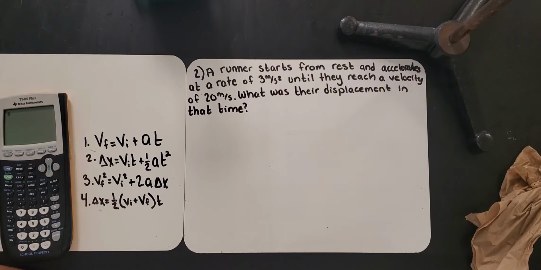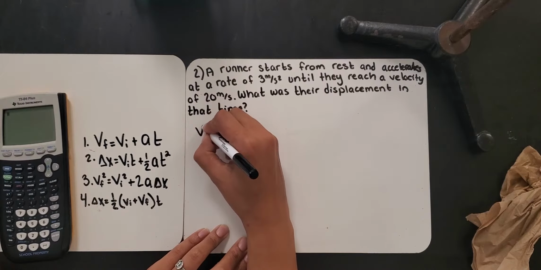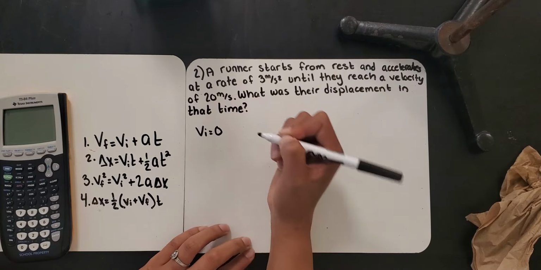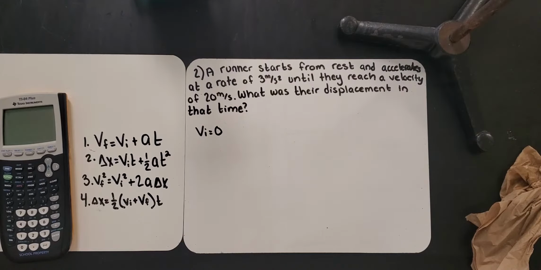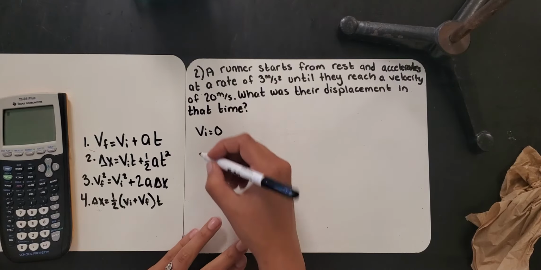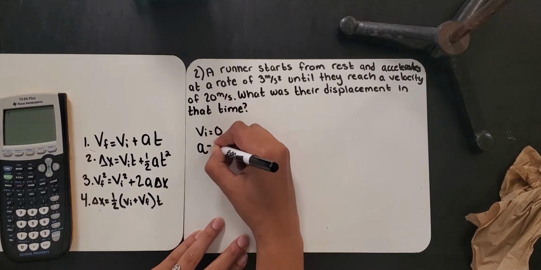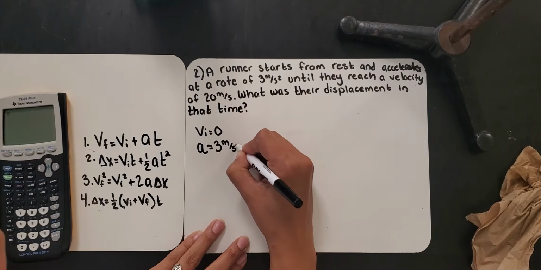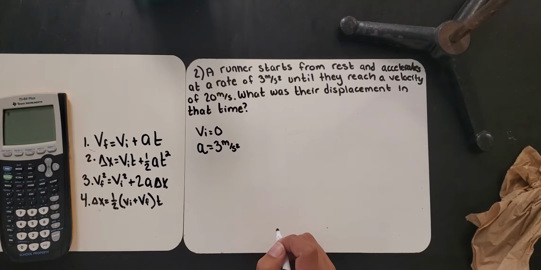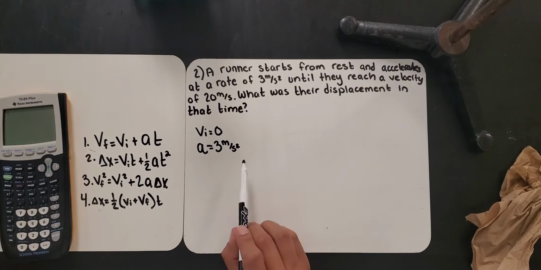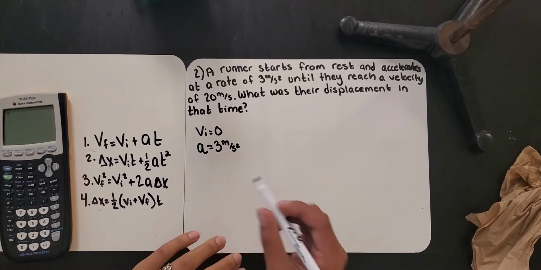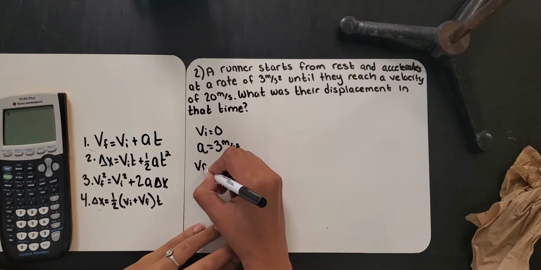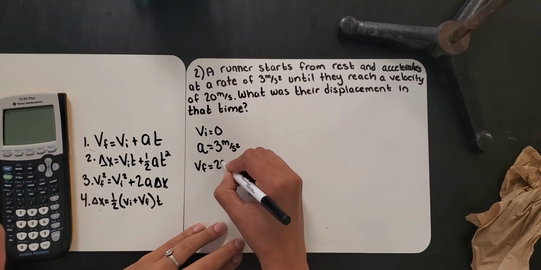So let's look at what we know. When someone starts from rest, that means they're starting with a velocity of 0, because if you're at rest, you're not moving. So initial velocity is going to equal 0. They accelerate at a rate of 3 meters per second squared, so that's just going to be our acceleration. What that means is that every second they're going 3 meters per second faster than they were in the previous second. So they're accelerating at that rate until they reach a velocity of 20 meters per second. That's going to be the final.